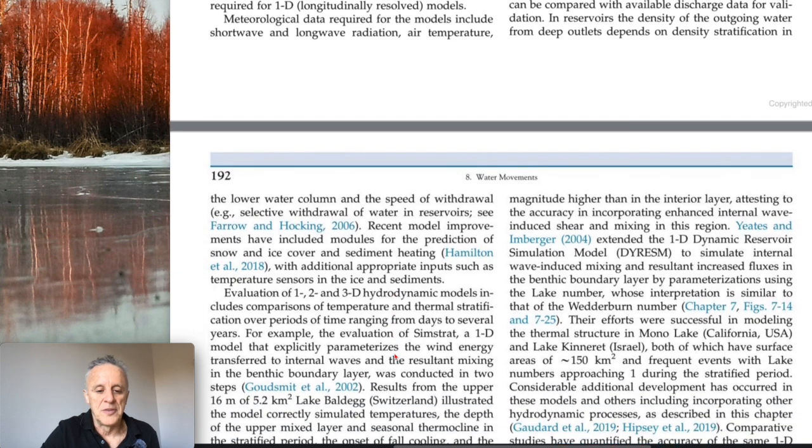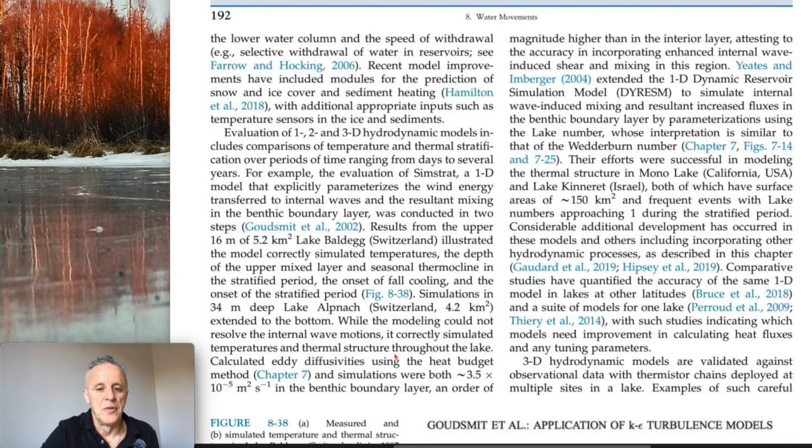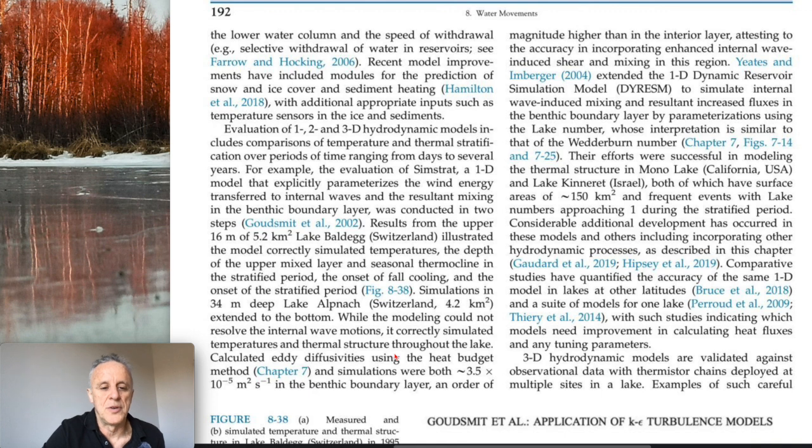Recent model improvements have included modules for the prediction of snow and ice cover and sediment heating, with additional appropriate inputs such as temperature sensors in the ice and sediment. Evaluation of 1, 2, and 3D hydrodynamic models includes comparisons of the temperature and thermal stratification over periods of time ranging from days to several years.